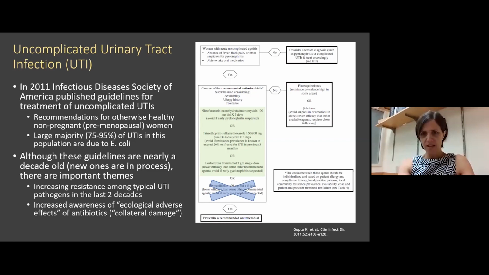The 4th antibiotic they recommend is something called pivmecillinam. That is not available in the US, so that's why I have a blue box over it, because we don't have access to that drug here. What they don't recommend are fluoroquinolones.